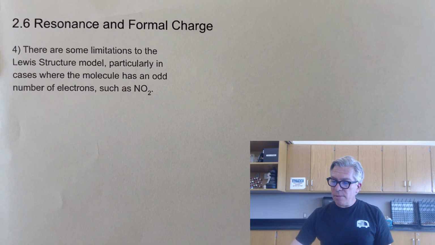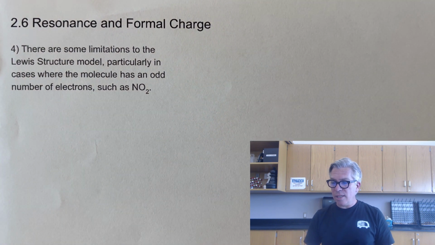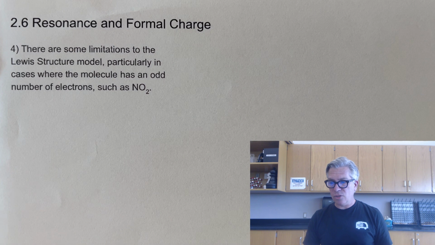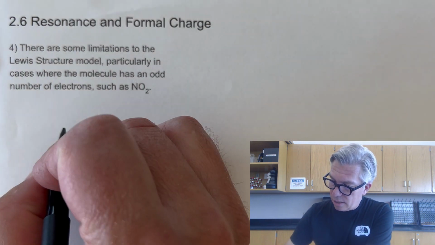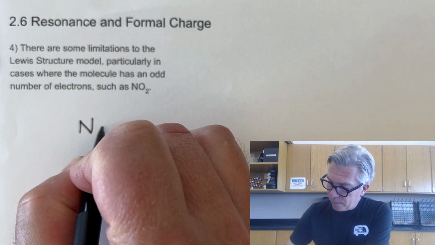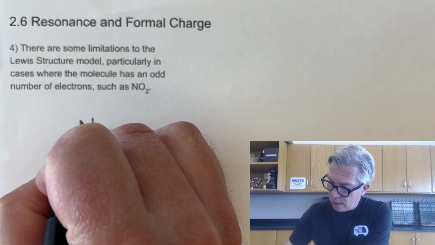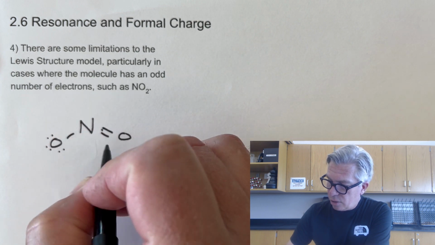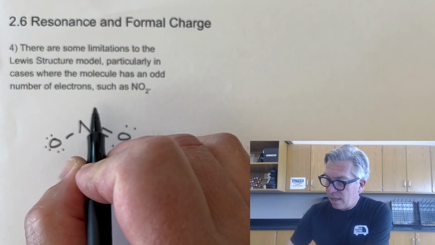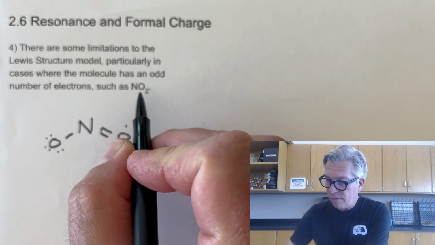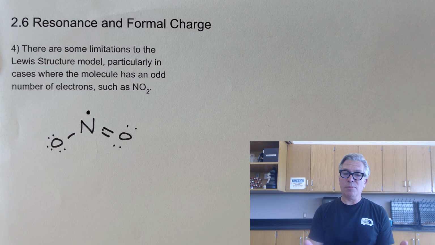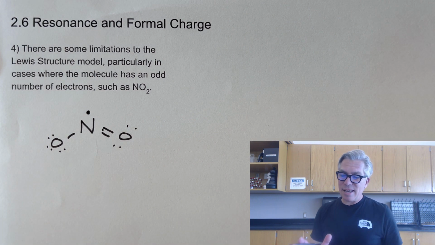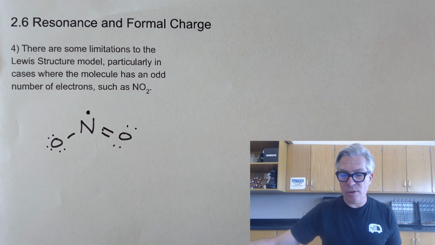But yeah, there are some limitations to the Lewis structure model, particularly in cases where the molecule has an odd number of electrons, such as NO2. I just talked to my students the other day, and on the 2024 exam, there was actually a Lewis structure for NO2, which, if you add up, has 17 electrons, 12 from the oxygens and 5 from the nitrogen, and it ends up having a single electron where there should be a pair of electrons. It doesn't happen all the time, but you might occasionally see it. So there are some drawbacks there.